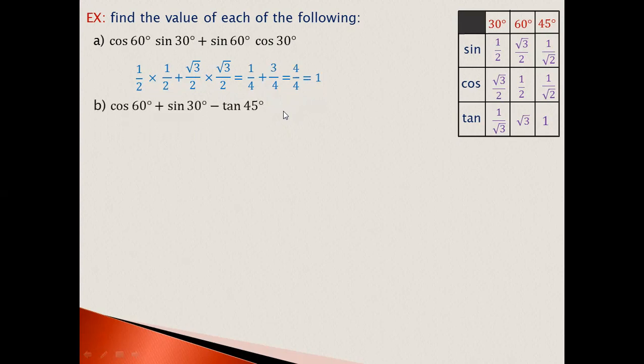Letter B, cosine 60 plus sine 30 minus tangent of the angle 45. We know that cosine 60 equals half, and plus sine 30, sine of the angle 30 also equals half, minus tangent of the angle 45, tan 45 equals 1. Half plus half equals 1, minus 1 equals 0.